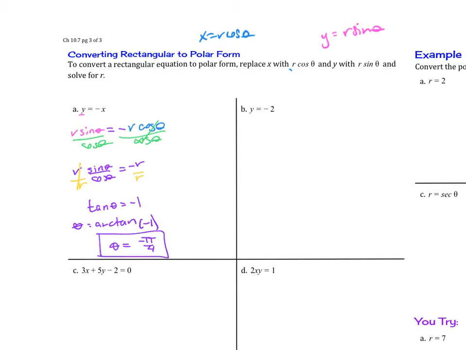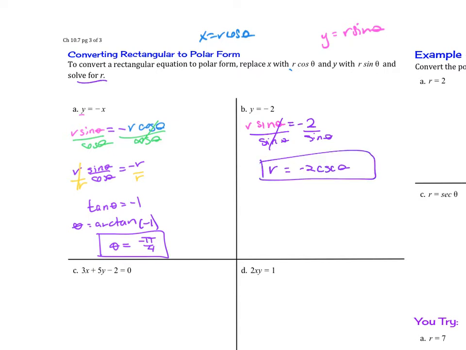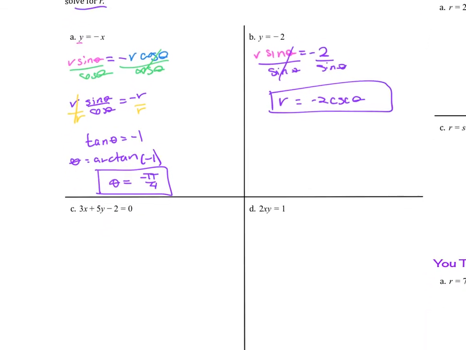So let's try another example. We have y equals negative 2. So all we're going to do is replace y with r sine of theta here, and that equals negative 2. So let's divide by sine of theta because we want to isolate r, right? Solve for r. So we find that r equals negative 2 over sine of theta, that is, negative 2 cosecant of theta. So pretty fast.